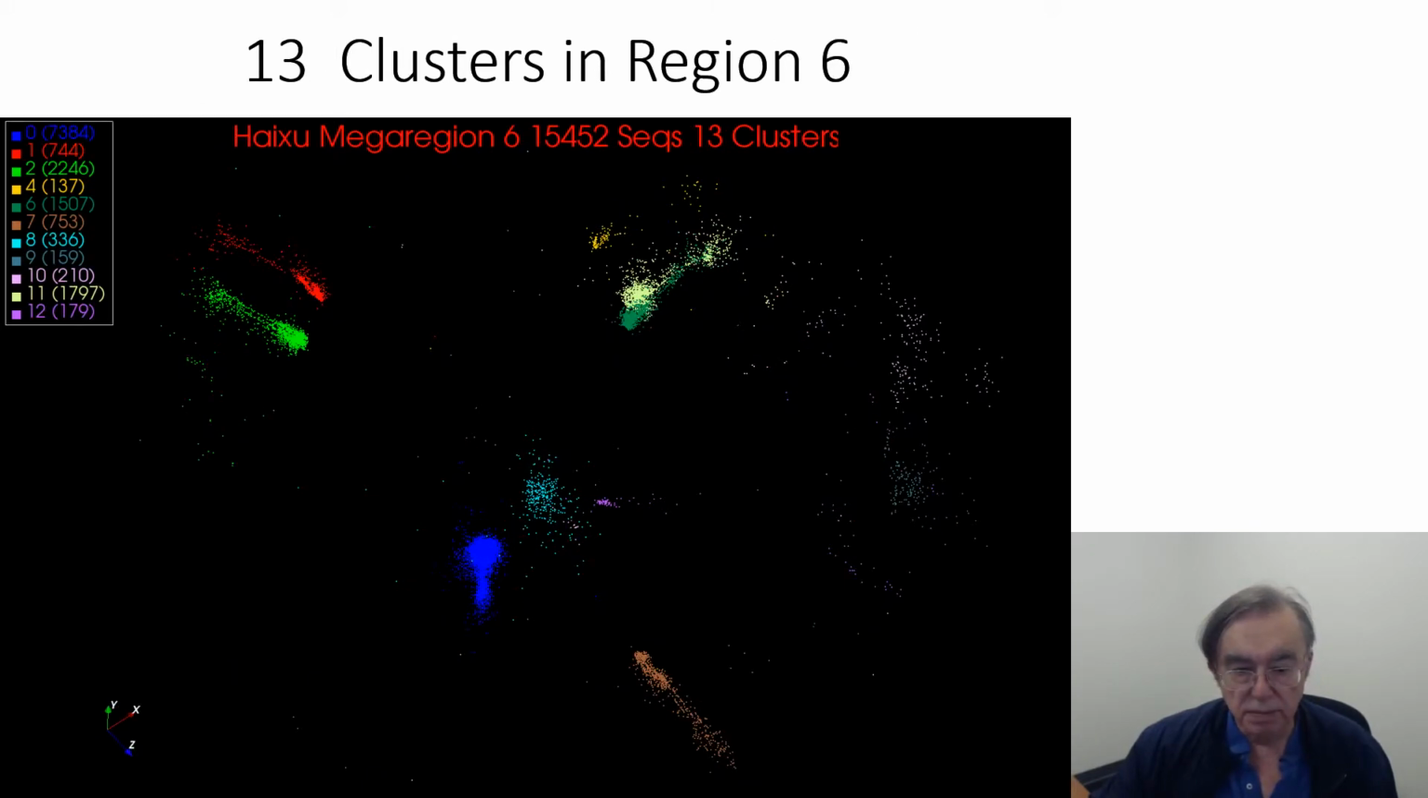Here's one of those subclusters which we then look at in detail, the one which had 15,000 sequences in it, and you can see it has these tadpole shapes, which we already commented on, but otherwise it actually splits into clusters pretty nicely.